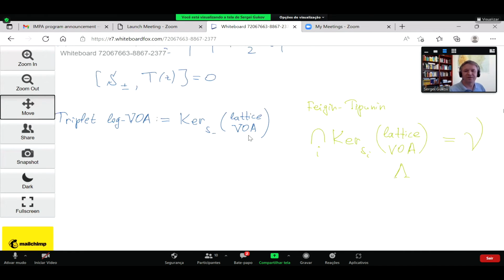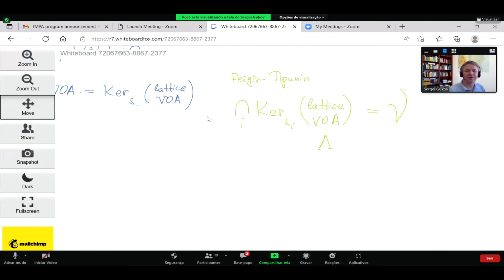So this sort of construction. Can I ask a question? Yeah. I'm just a bit confused. You start with a lattice vertex operator algebra, then you take a kernel in it, so it's a sub-algebra. But then why would it, so the OPEs will not have any logarithms? I don't understand.